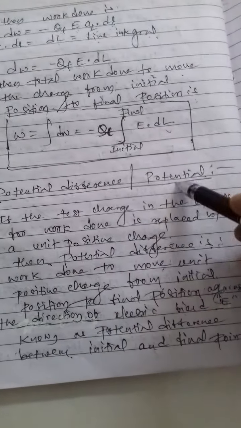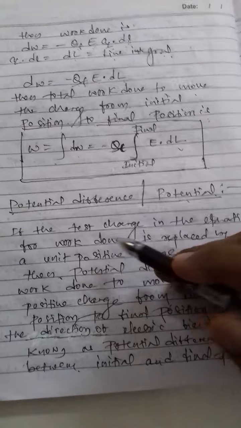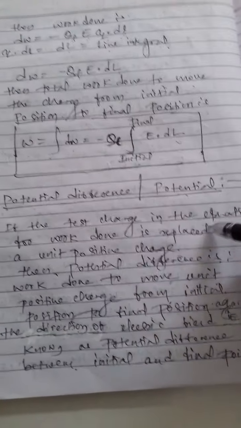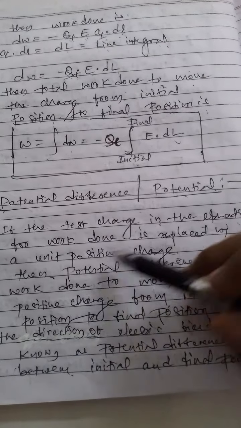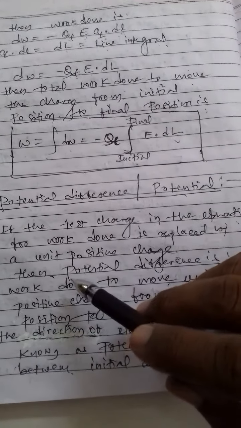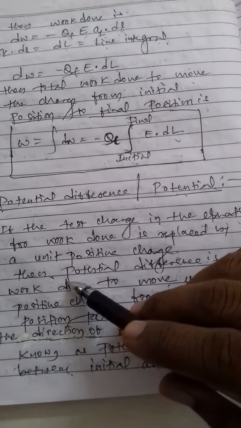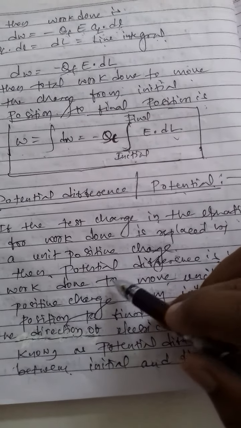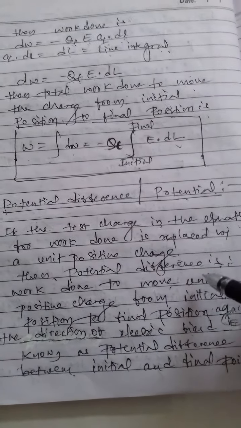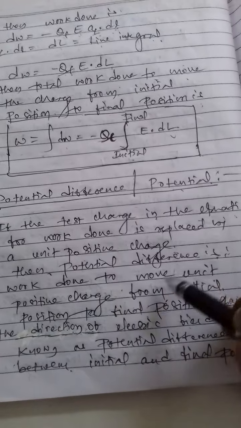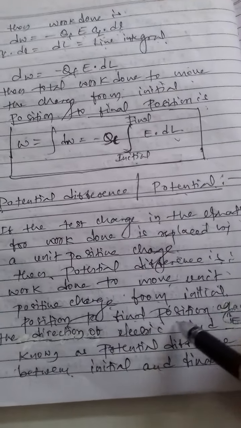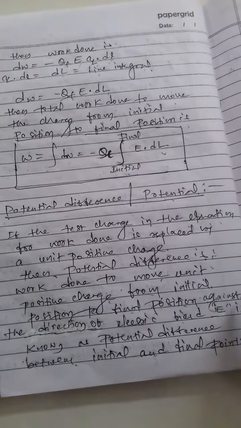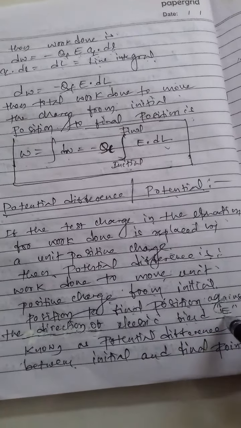Potential difference or the potential: if the test charge in the equation for work done is replaced by a unit positive charge, then the potential difference is the work done to move a unit positive charge from initial position to final position against the direction of electric field E.